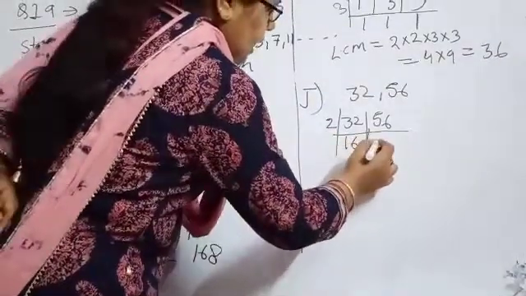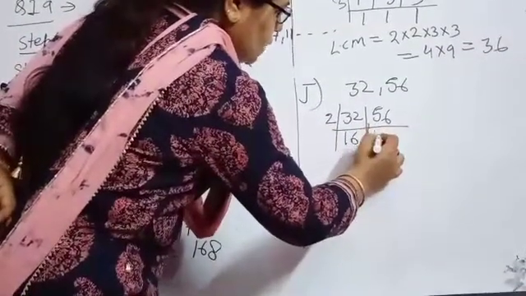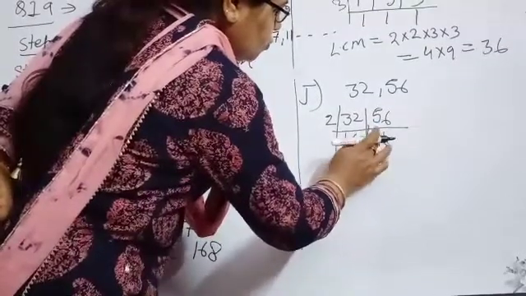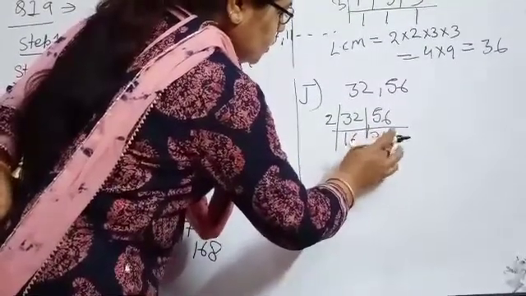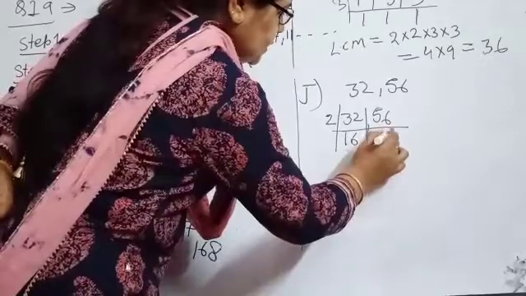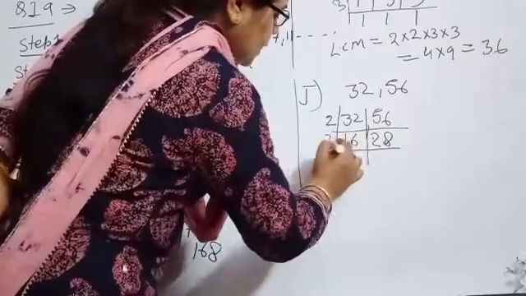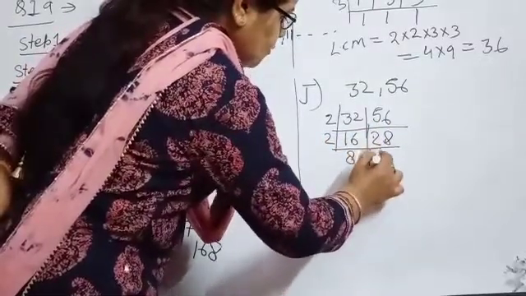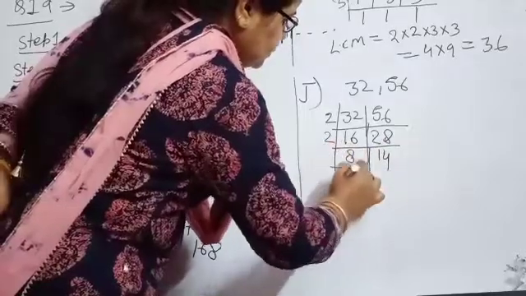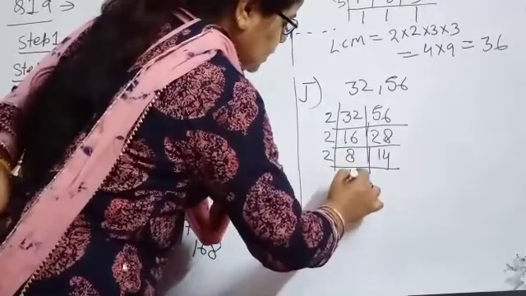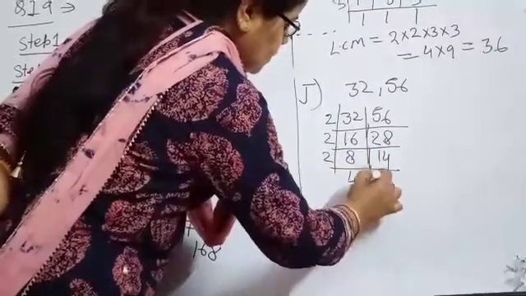16 and 24: 2 twos are 4, 2 eights are 16. Then 2 again: 2 eights are 16 and 14. Then 2 fours are 8 and 2 sevens are 14.